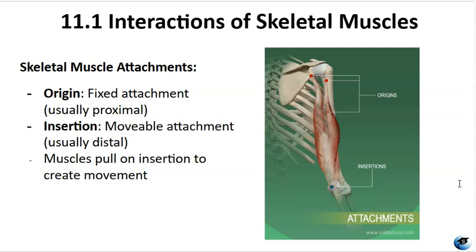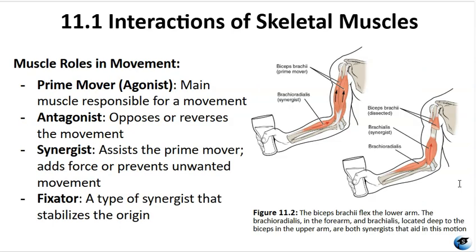The origin is the fixed or stabilized attachment, usually proximal, and the insertion point is the point on the bone that moves during contraction. Muscles function in groups to produce efficient and controlled movement. The prime mover is called the agonist, and this is the main muscle responsible for a specific motion. The antagonist performs the opposite action, and this helps to regulate the movement. Synergists assist the prime mover by adding force or minimizing unwanted motion. And fixators, which are a type of synergist, stabilize the origin of the prime mover to enhance precision.